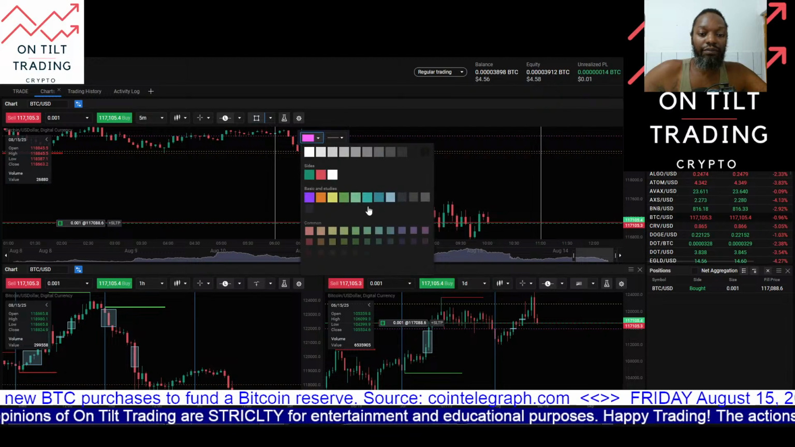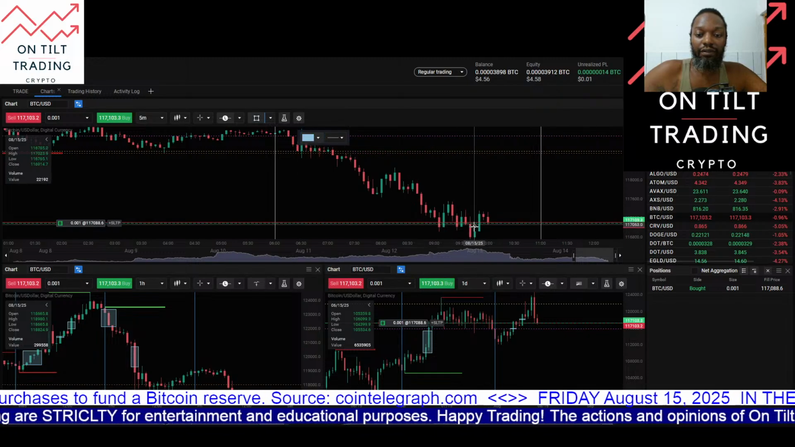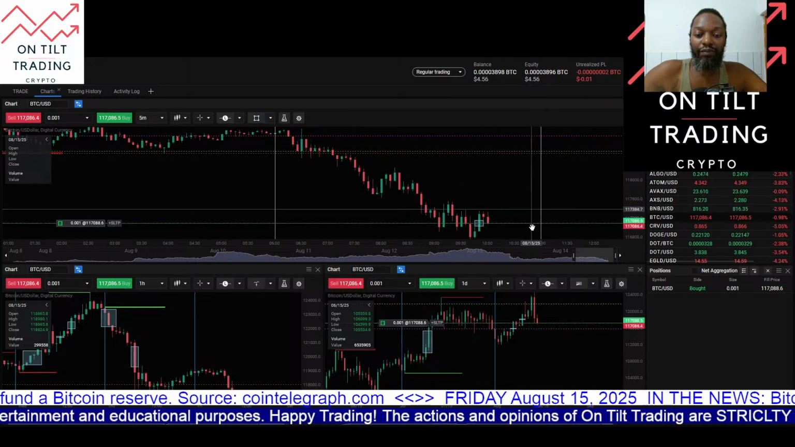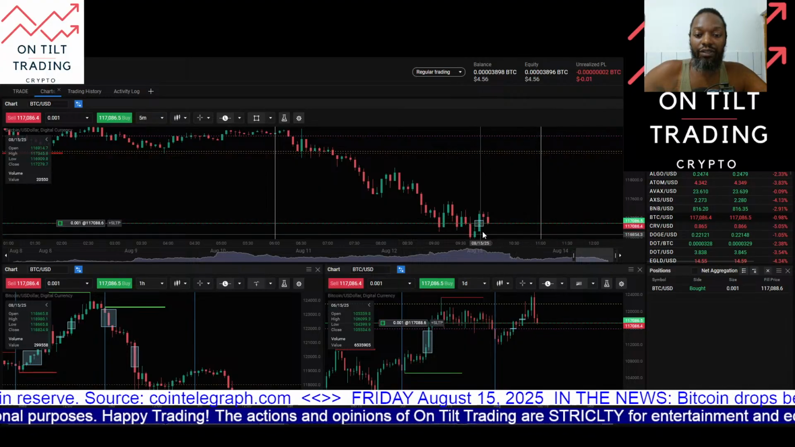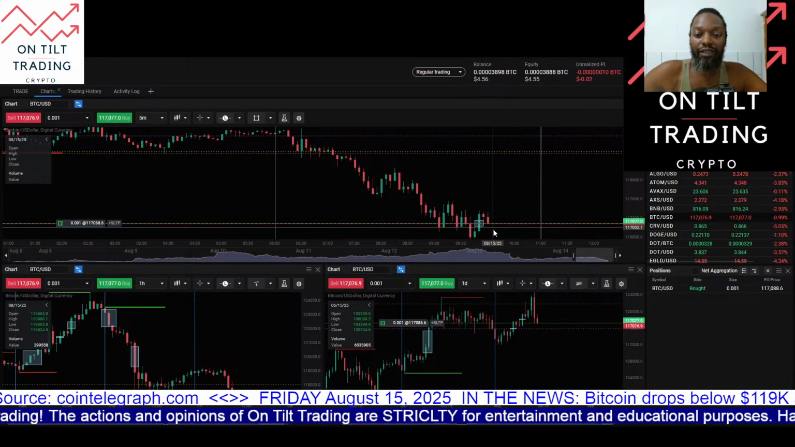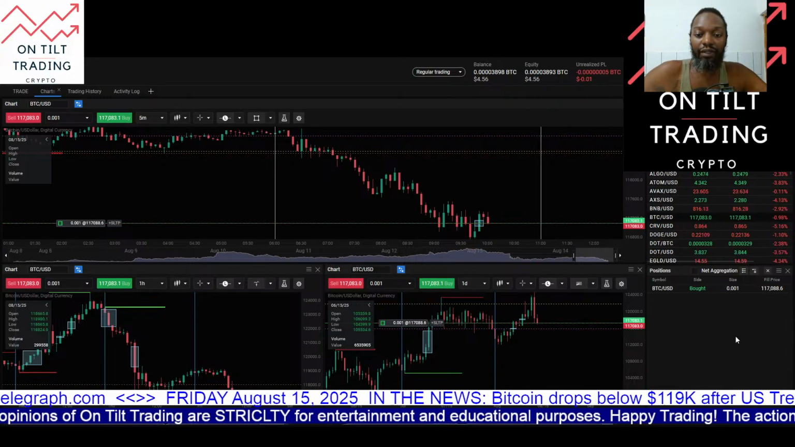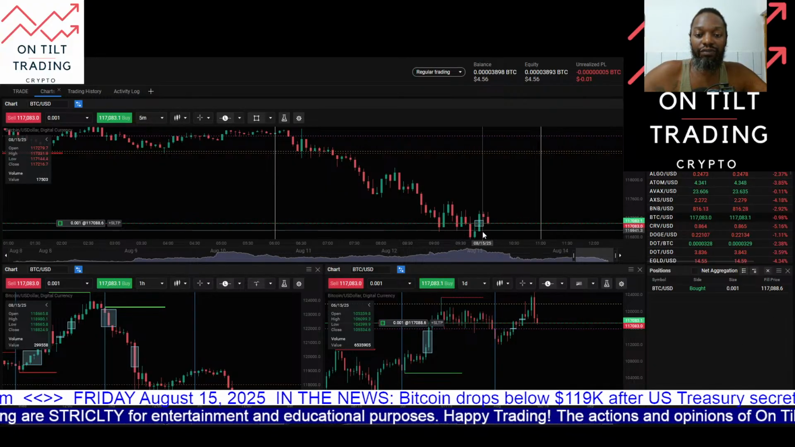And I'll pull it up here. This bullish fair value gap here. So you can see price is now trading down into this fair value gap. And if all goes well, this fair value gap will hold.